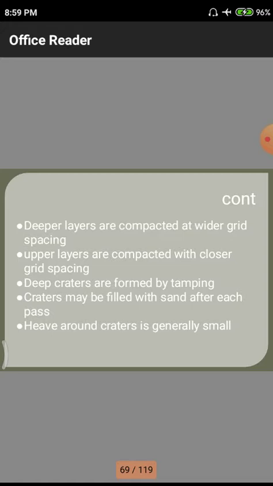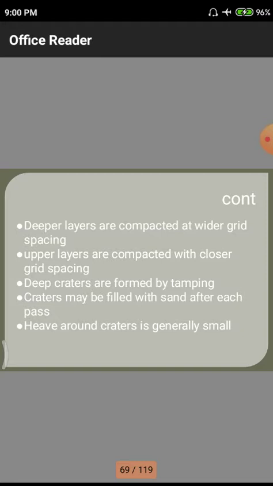Next one, the upper layers are compacted with closer grid spacing. That means for the upper layers, the total strata, layer by layer, we call it a strata in terms of geotechnical parameters. The total strata we have to classify into how many layers we have to give these blowings. For each and every blowing, how much material will be compacted. All those data we have to gather in a preliminary investigation. After the preliminary investigation is over, we need to go for this densification method.